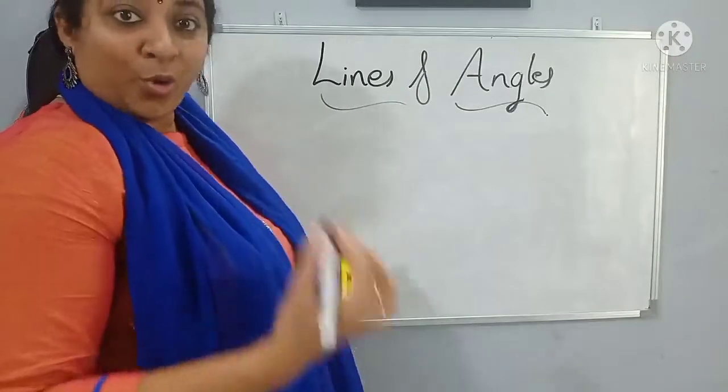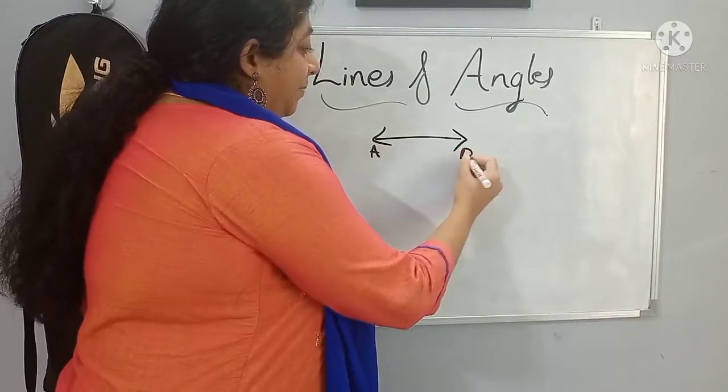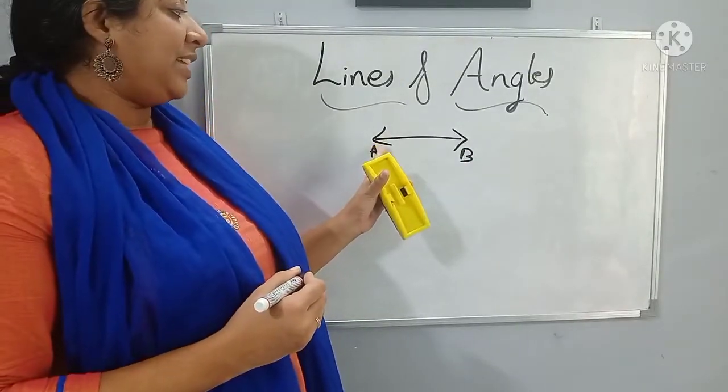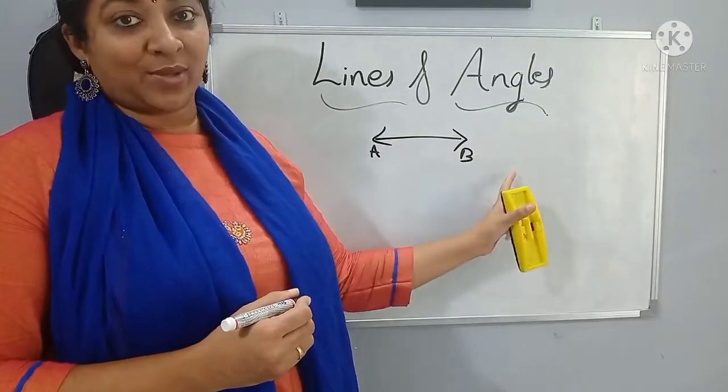What's a line? You all know that line. This is a line. We can represent it by giving the points A and B. It is extended up to both directions. A line has no endpoints.